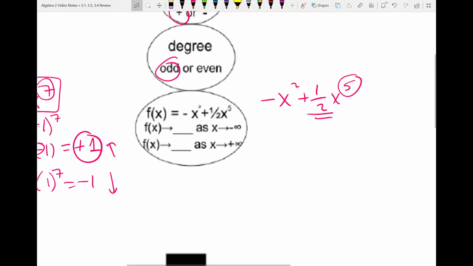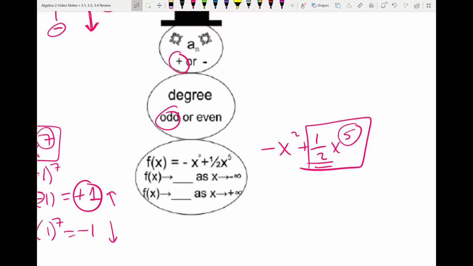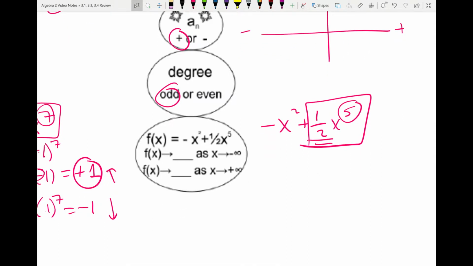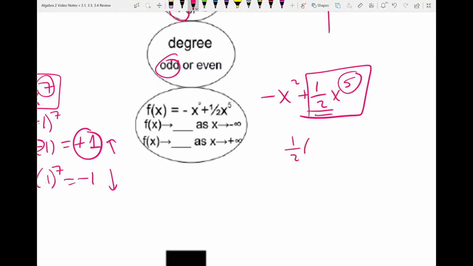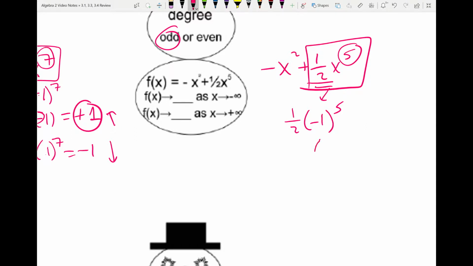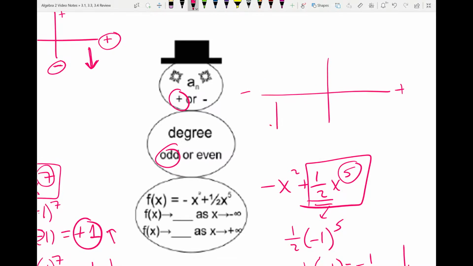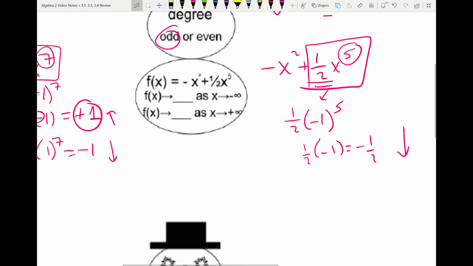So now we're going to focus on this part only, and we're going to plug in a number to the left and to the right, a number that is negative and a number that is positive. So let's plug in a negative number for x, like -1, focusing only on the box part, the highest power. So -1 to the 5th is -1. -1 times 1/2 is -1/2. So it's going to be a negative number. So that means it goes down. So when x is negative, the y goes down to negative. So when x is -infinity, y is -infinity.